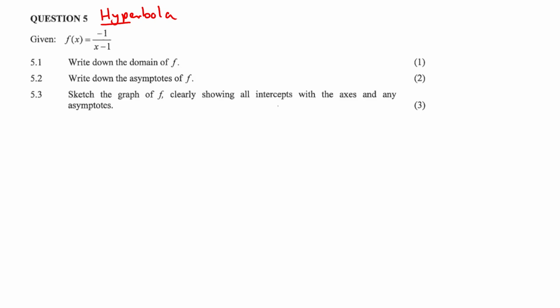Okay, let's continue. So 5.1, write down the domain of f. Our domain of a hyperbola is always x is an element of the reals. However, x cannot equal whatever makes our denominator undefined. Remember, undefined is whenever your denominator is 0. Anything divided by 0 is undefined. So what is that missing number? 1 minus 1 is equal to 0. Well done. And that is our answer.